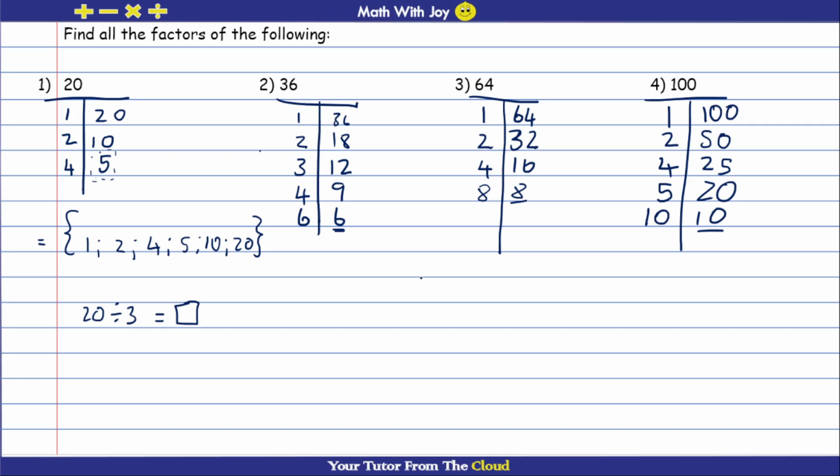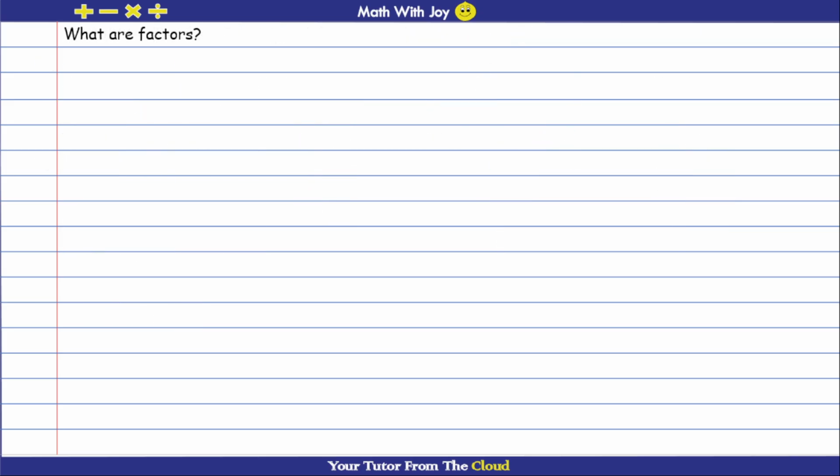So this is how you find the factors of numbers. It's very important you know what factors are. These are the factors, and what we just did previously are known as the multiples.